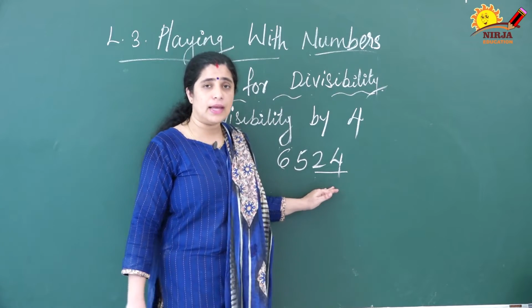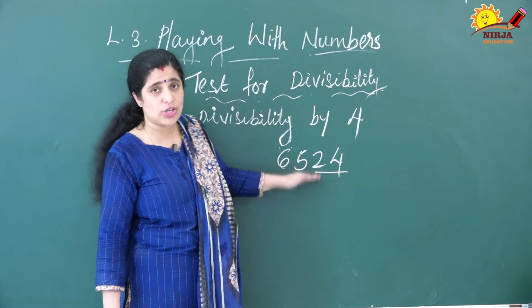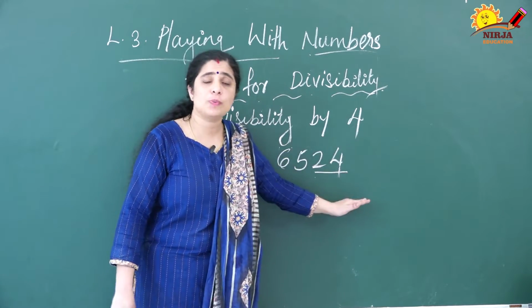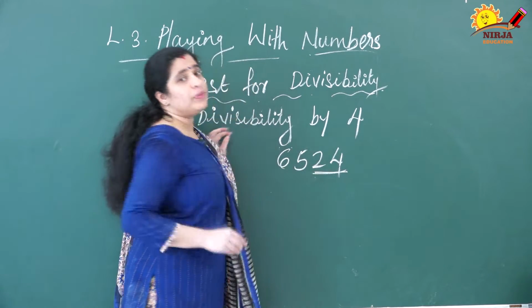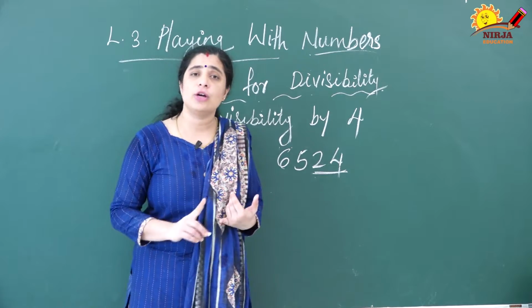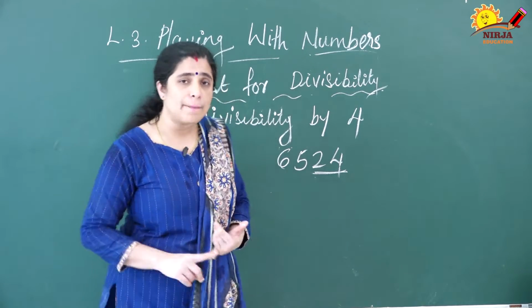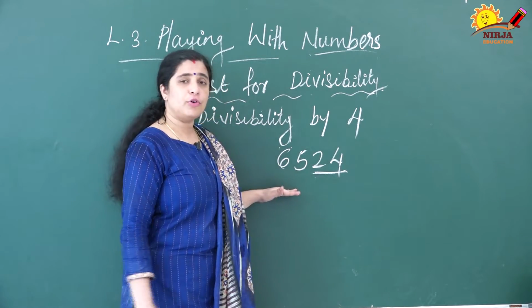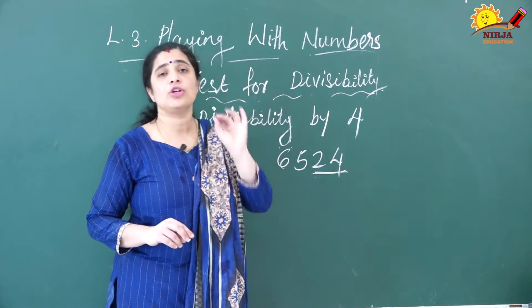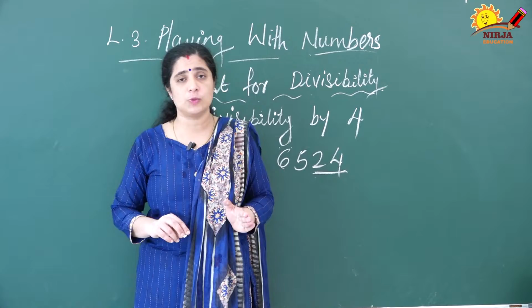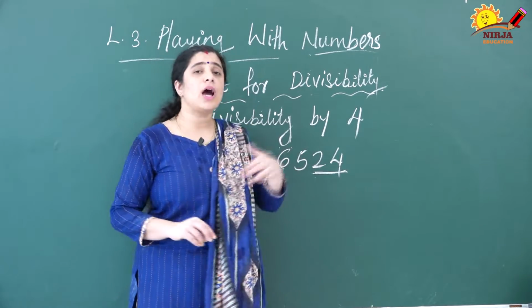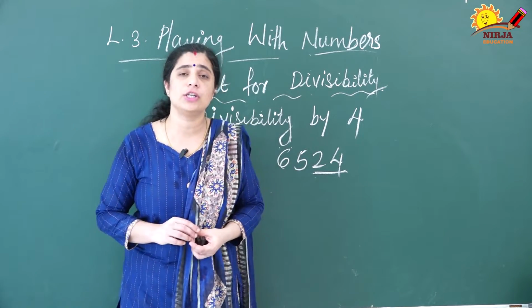I will repeat it again. You have to check the number in the ones place and the tens place. Here the number is 24. So 24 is in the table of 4, so this number is divisible by 4. So to check the divisibility by 4, you have to check the number in the ones place and tens place. This is the method to check divisibility by 4.